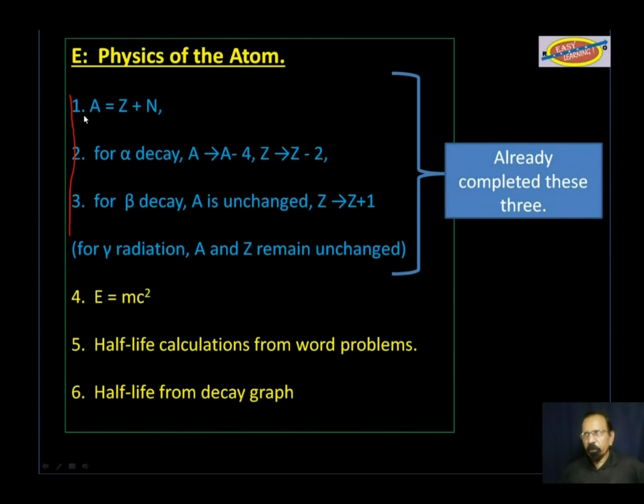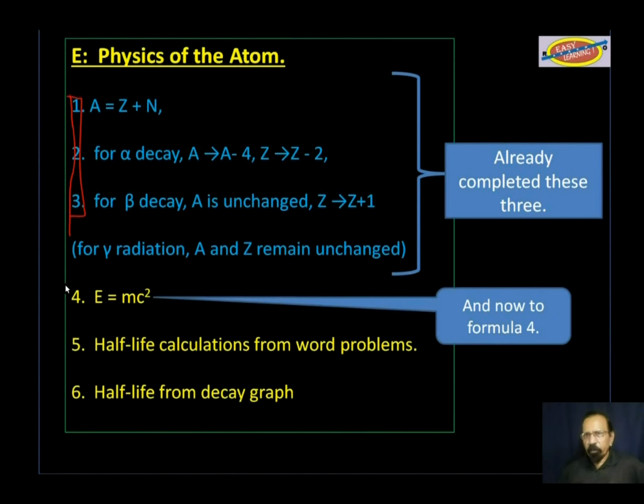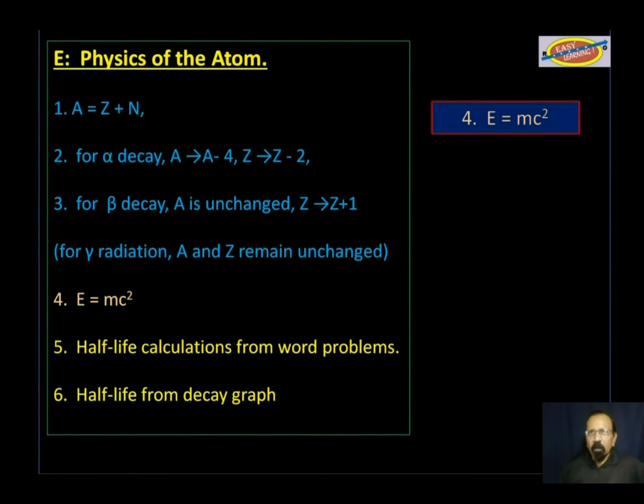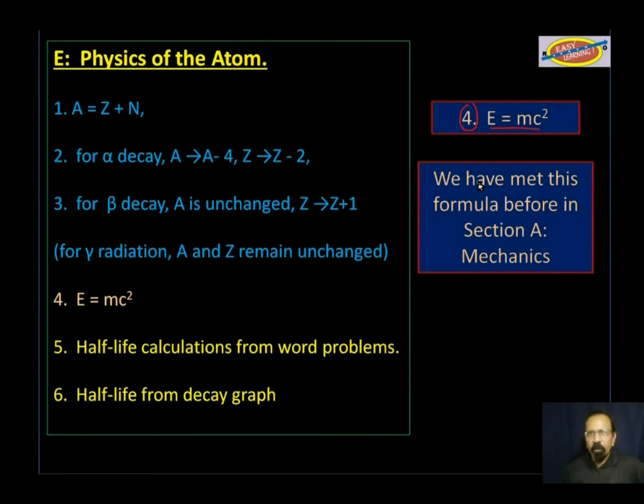In the last video, we covered these three formulae here. And now we will begin at formula 4, E is equal to mc squared. And then we will continue with the other two in this same video. Formula 4, E is equal to mc squared. We have met this formula before in section A when we were doing mechanics.